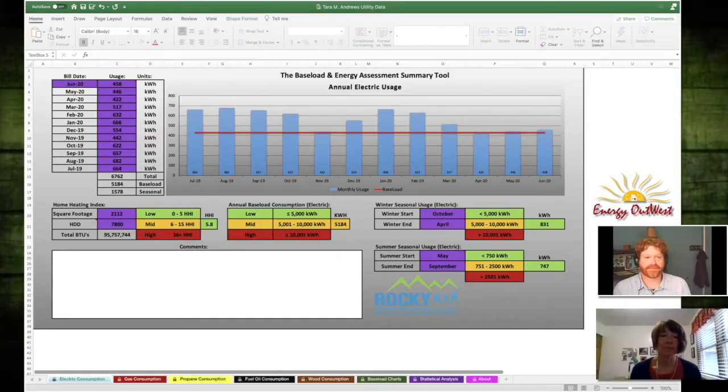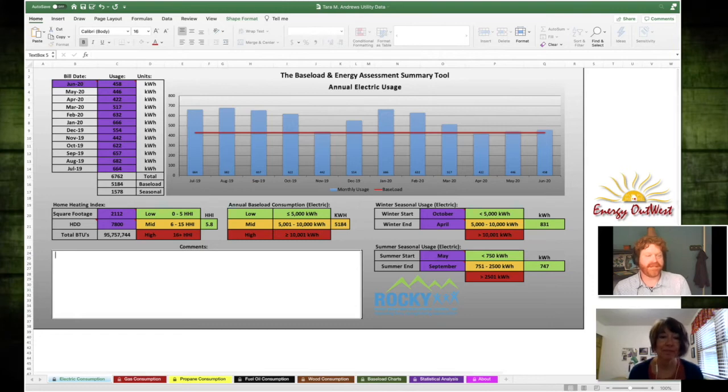So Wyatt, if you wouldn't mind bringing up the beast, we can start looking at Tara's energy usage. All right, so this is Tara's energy usage. Right now we're looking at her electric usage, and Wyatt has filled in all of our purple fields. Again, the purple fields are what you can enter. Everything else is locked. So we have the kilowatt hours per month. We have the square footage, the heating degree days, and what we want to define the winter and summer seasons as.